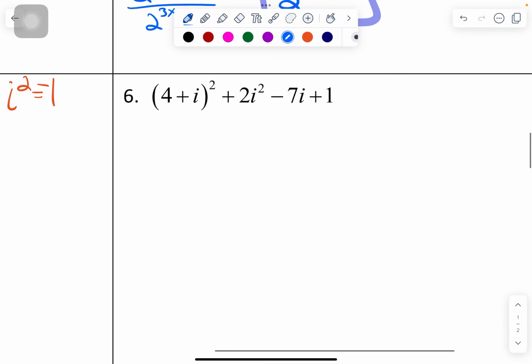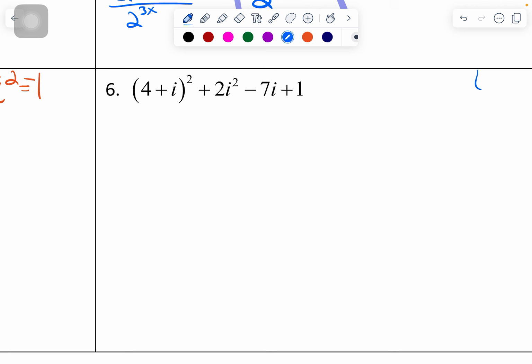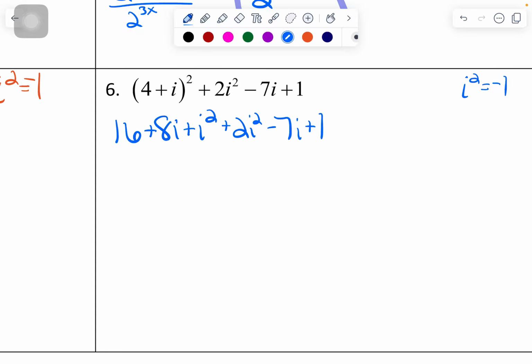All right, problem number 6. We're still dealing with i's. The only one we're going to need to worry about is i squared again. Let me write that a little more clearly. So i squared is going to equal negative 1. So fully multiplying out, it's going to be 16 plus 8i plus i squared plus 2i squared minus 7i plus 1.